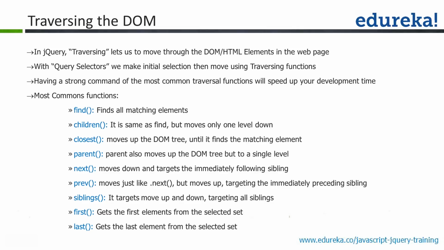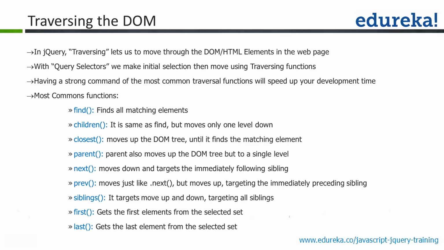And then there are some common functions available to us. Find finds all matching elements. Children is same as find but moves only one level down. Closest moves up the DOM tree. So it doesn't move down, it doesn't move inside, it moves up the DOM tree until it finds the matching element. Parent moves up the DOM tree but up to a single level. So closest will find the closest match even if it's way up. Parent will just move to the next immediate single level. Okay, it will find the parent of this particular node.